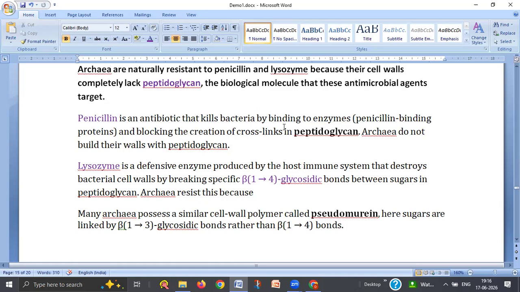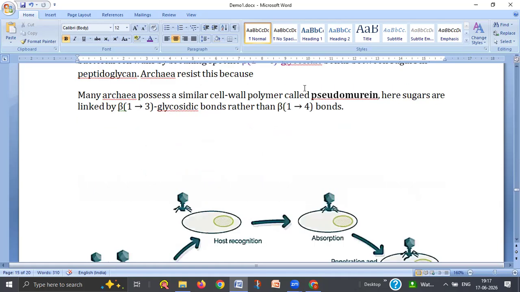So you should remember, because in future they may ask on different topics how lysozyme acts. It acts on the beta-1,4 glycosidic bonds present in the peptidoglycan. And penicillin prevents the cross-linking of the peptidoglycan. So you should remember these points. Okay, next.